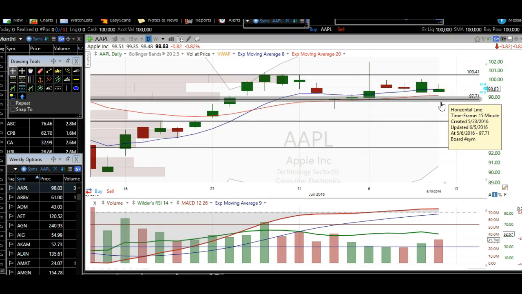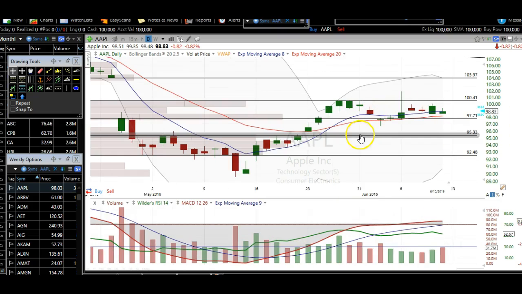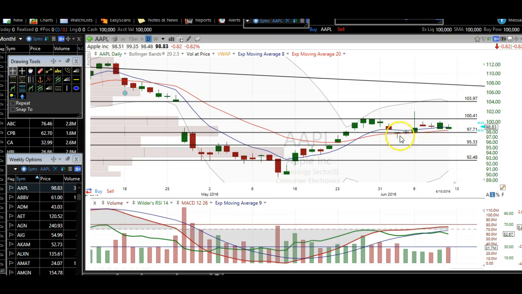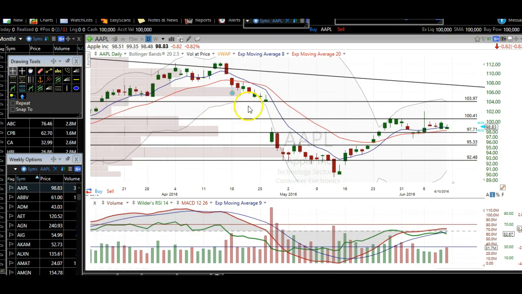Where's support below that? Well, we've got a little bit of support at about 95.25 or so from the low. From the high and close of this candle, the high of this candle, the open of this candle, the close of this candle, and almost the low of that candle right there. So 95.30, 95.25. Now, if we break over this resistance up here at 100.40, we've got this gap to fill up here at 104.